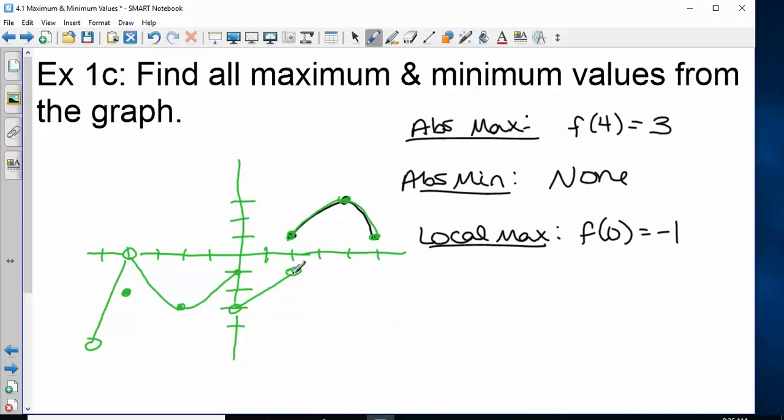Would this one be? No. What about this one? Yes. f of 4 equals 3. It's local and absolute there.